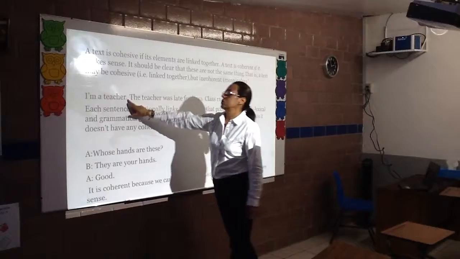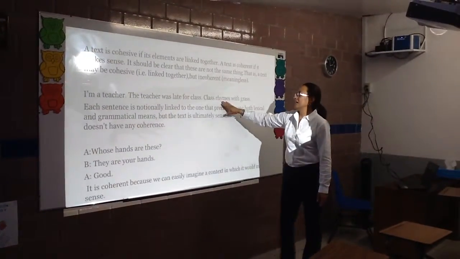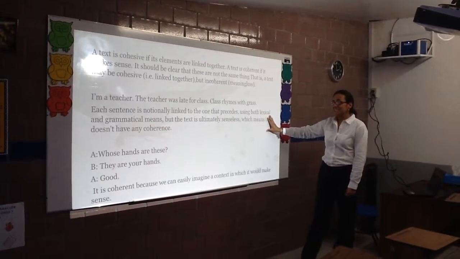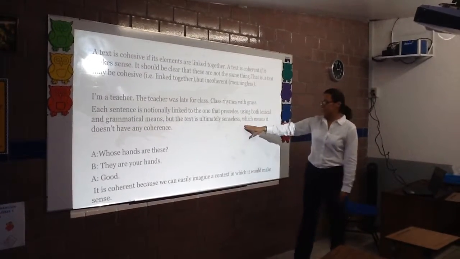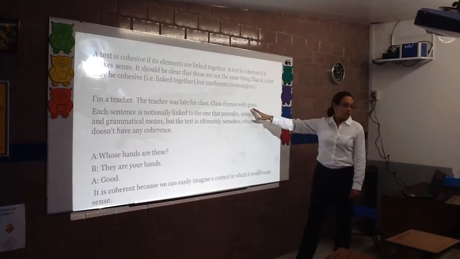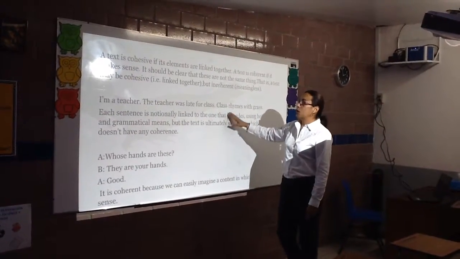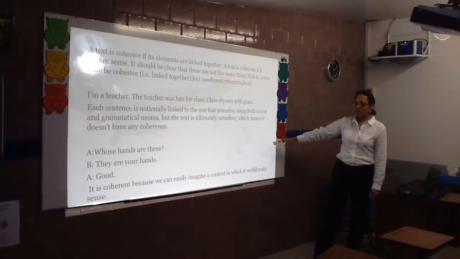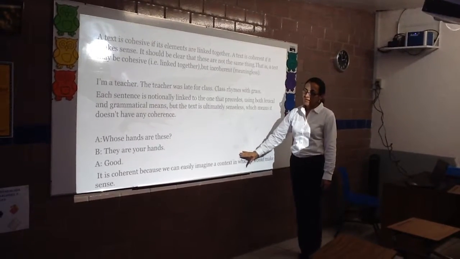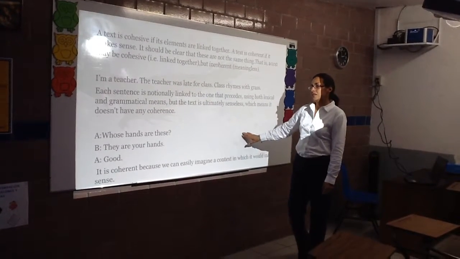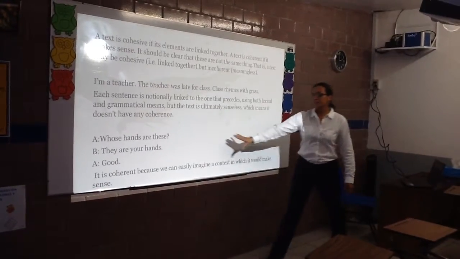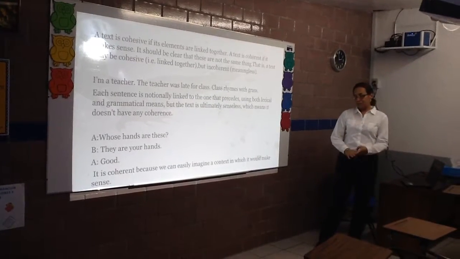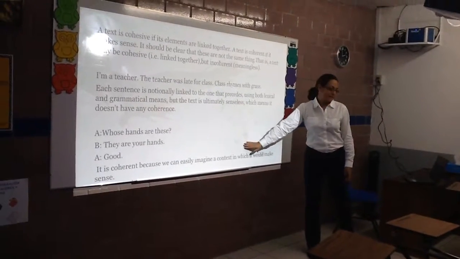Each sentence is naturally linked to the one that precedes: I'm a teacher. The teacher was late. Class runs with grass. Using both lexical and grammatical means, but the text is ultimately senseless. You don't need to understand the whole sentence, which means it doesn't have any coherence. Now we have this part: Whose hands are these? They are your hands. Good. Is this a very simple paragraph? It's coherent because we can easily imagine a context between these sentences.